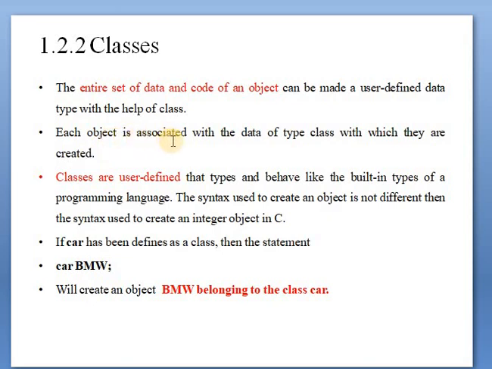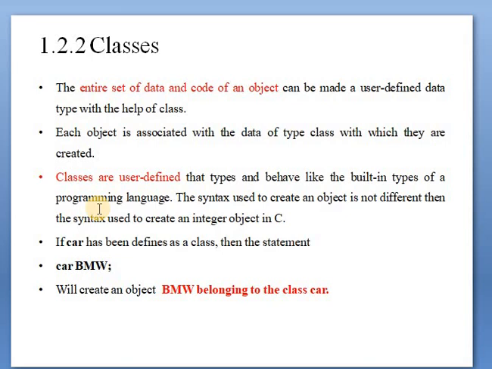Each object is associated with the data of type class with which they are created. Classes are user defined data types and behave like the built-in types of a programming language. A class provides a template or plan or blueprint to create object of particular type. To create an object of a particular class, we need to specify the data members and member function of the particular class.